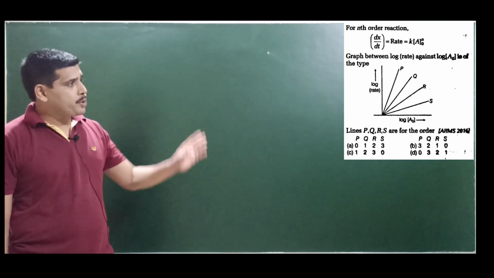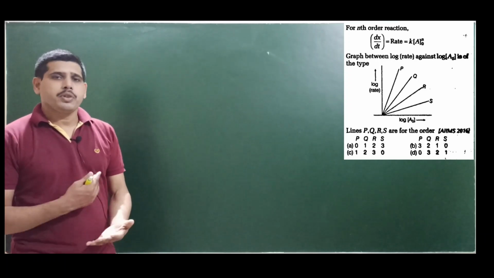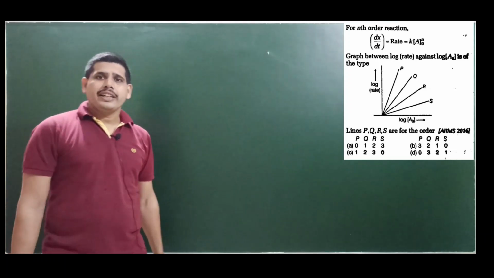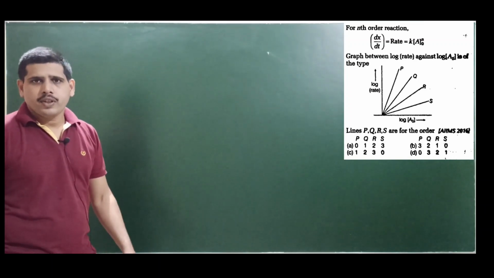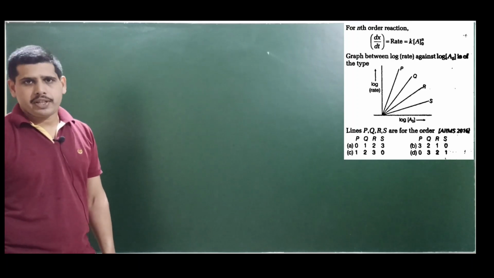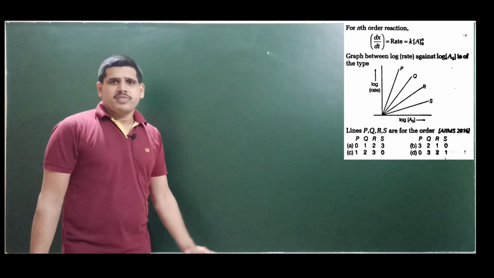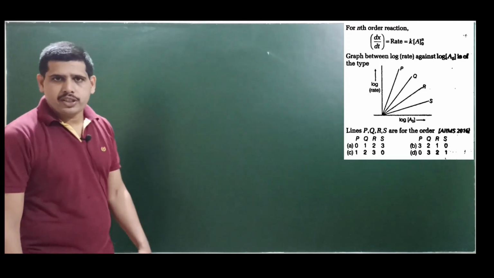with the lines p, q, r, s. There are 4 straight lines. Now the question is which is the correct order for the particular lines. So each line represents a particular order. Which one has the highest order and which one has the least order is the question. So how to conclude this question, dear students?